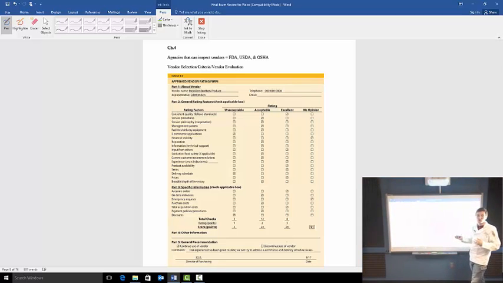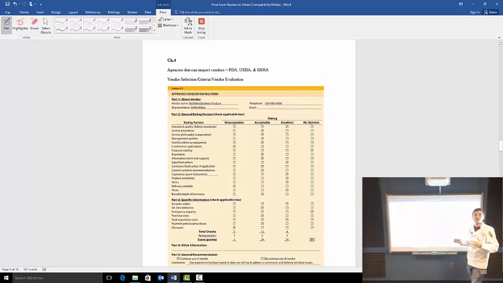Getting into Chapter 4, we spent most of our time in Chapter 4 talking about vendor selection criteria and vendor sourcing. A quick little factoid that I wanted to start with. There's 3 agencies that can inspect vendor procedures and vendor facilities at will. That's the FDA, the USDA, and OSHA. They all look for different things, but they are all entitled to do inspections.